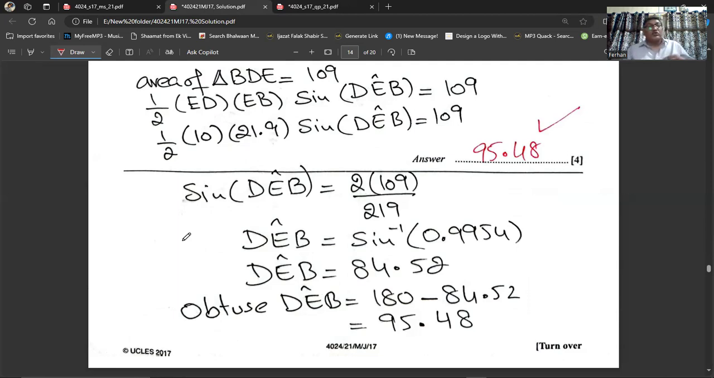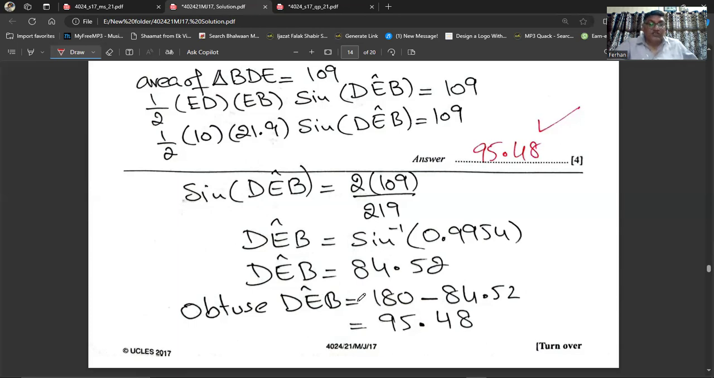The area of the triangle BDE is 109 centimeter square. So 1/2 into ED into EB into sine of DEB is equal to 109. So 1/2 into 10 into 21.9 into sine of DEB equals 109. So sine of DEB will be 2 multiplied by 109 divided by 219, so that will be 0.9954. So the angle DEB will be the sine inverse of 0.9954. The angle DEB will be 84.52.